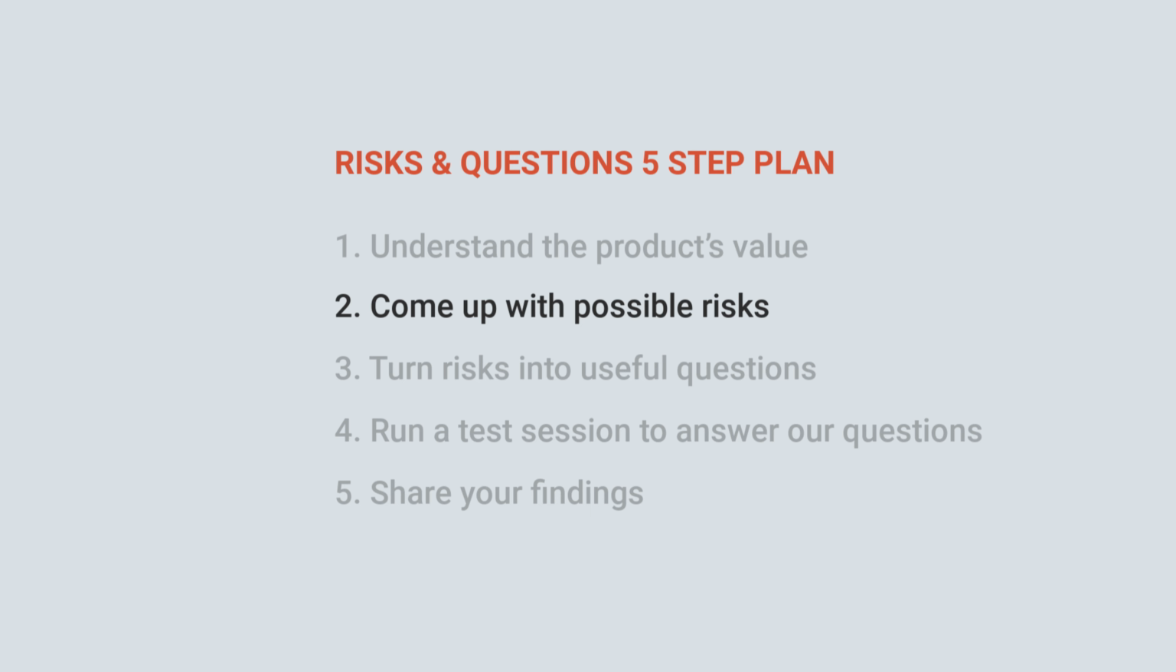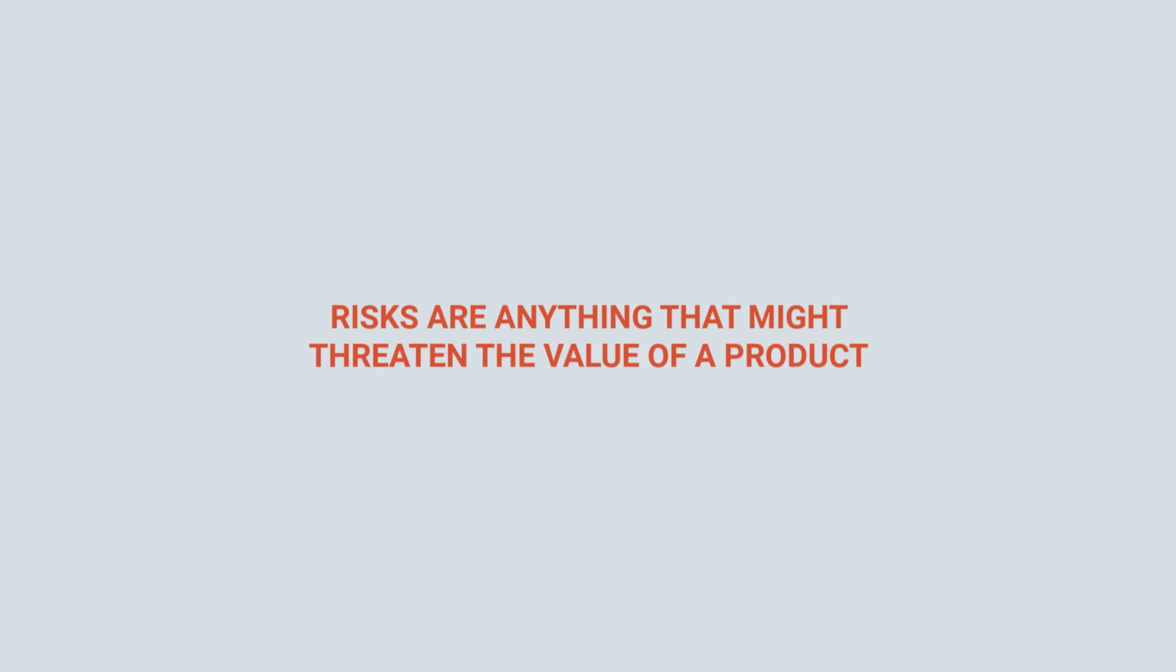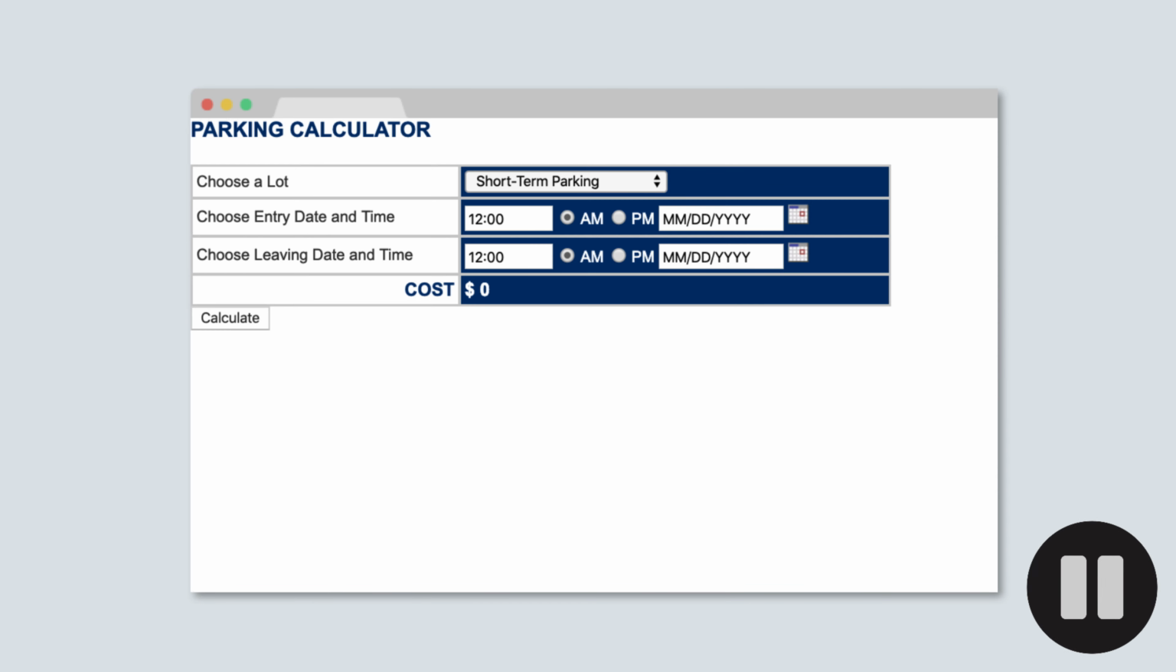Step 2. Come up with possible risks. Risks are anything that might threaten the value of a product. What risks are there that might prevent this app from providing its expected value? Pause the video now and spend a little time coming up with potential risks. Again, there are no wrong answers. You can think about the product in the context of the values we came up with earlier and use your own critical thinking to imagine how it might fail to deliver that value.